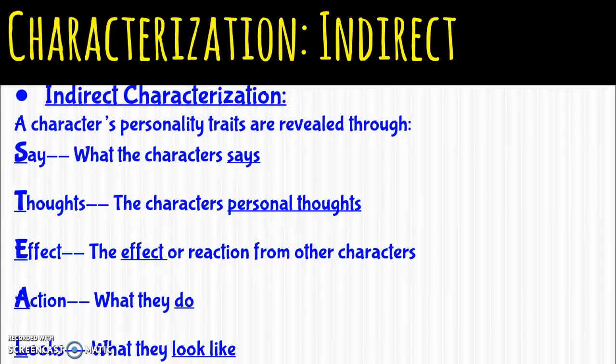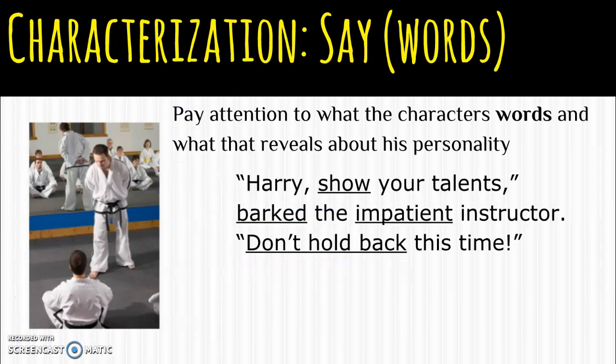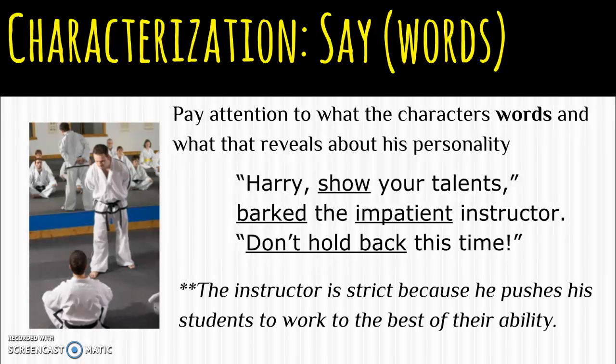So we're going to take a look at a few examples of each one. The first type of indirect characterization is through what characters say. As we read this passage, I want you to pay attention to what the character's words show or reveal about his type of personality. "Harry, show your talent," barked the impatient instructor. "Don't hold back this time." Through his words, we're able to see that he's a strict instructor because he's pushing his students to work to the best of their ability.